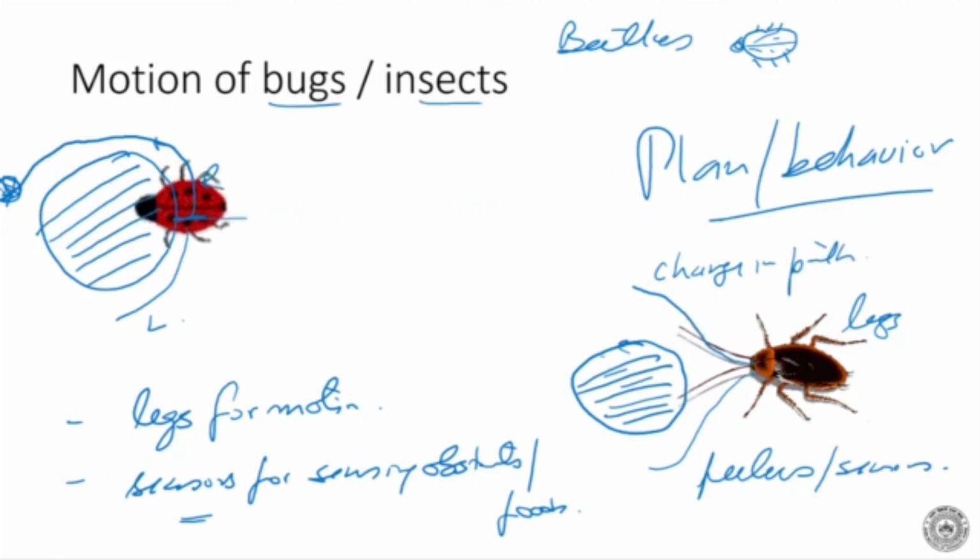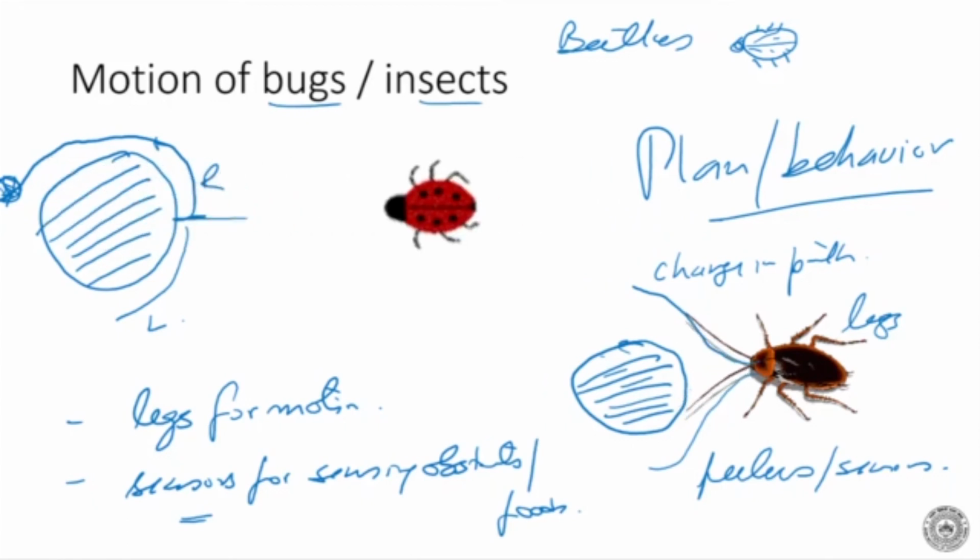Now, in order to have a particular behavior and a particular kind of plan, number one, it needs some way of moving, legs or wheels, and it needs sensors also to sense the environment. And then it can enforce a plan. In this case, the plan is very easy for the cockroach: go left or go right. It can't do both. Similarly, for the ladybug also, it can go left or it can go right.